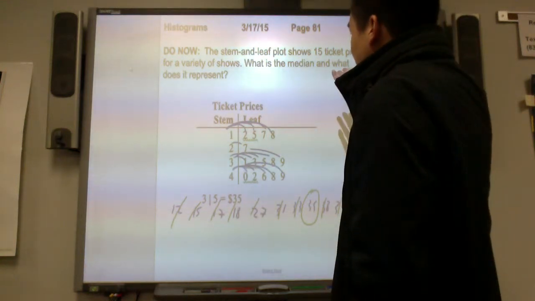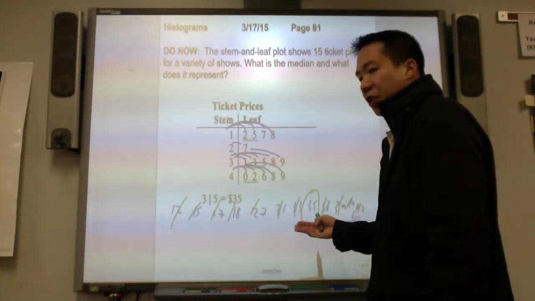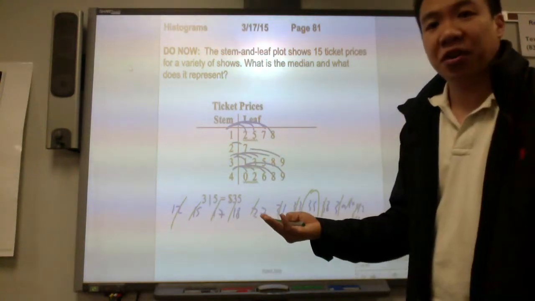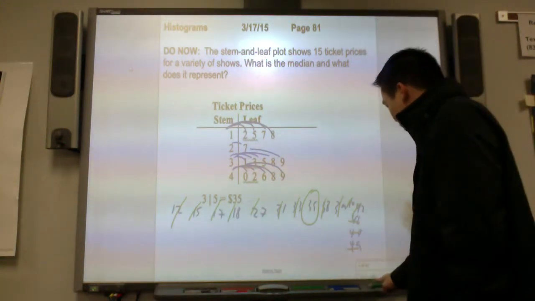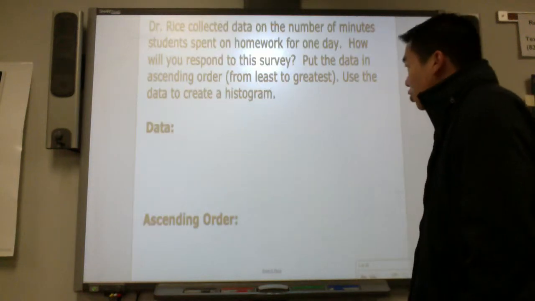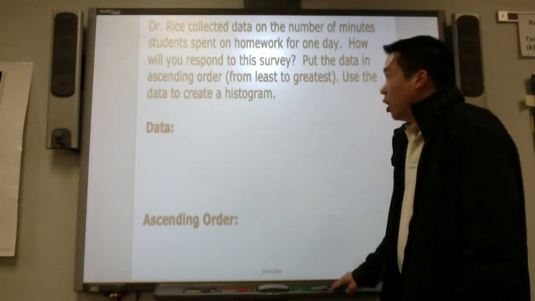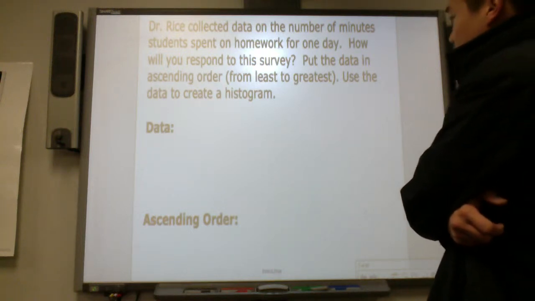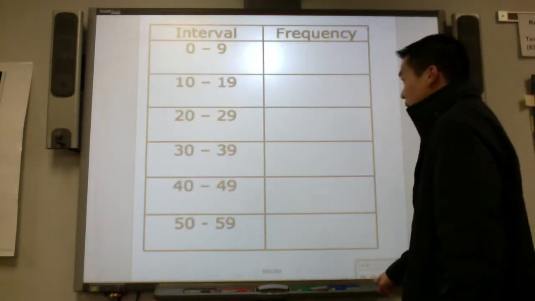So these are the ticket prices for a variety of shows. So half of the prices are less than $35. The other half are above $35. It's the halfway point. So what is Dr. Rice collected data on a number of minutes students spent. I guess we're going to have to skip this one.